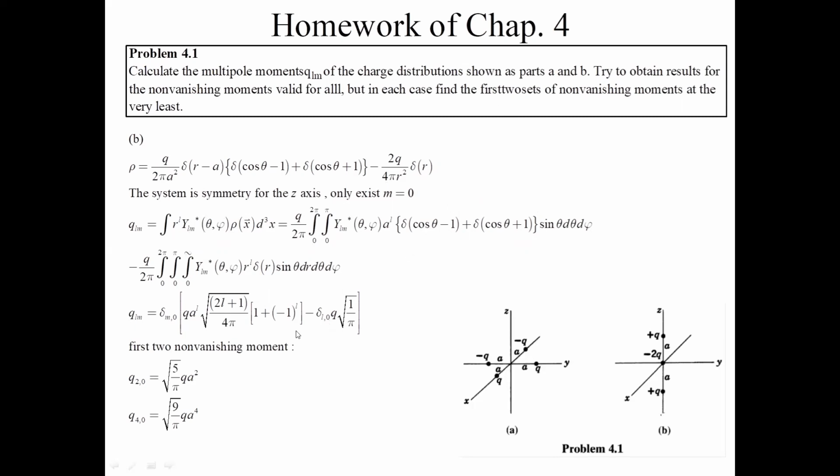So the first two non-vanishing moments are these two, when l equals 0 and n equals 0, and l equals 2 and n equals 0, and l equals 4 and n equals 0.